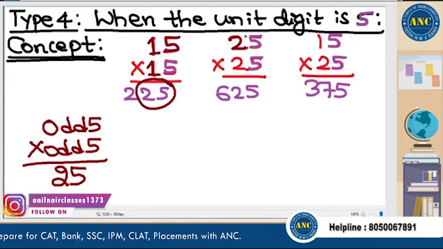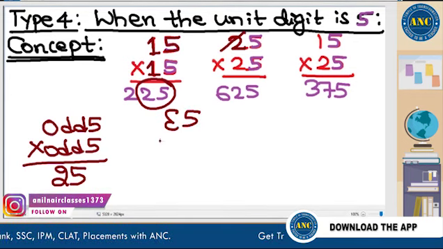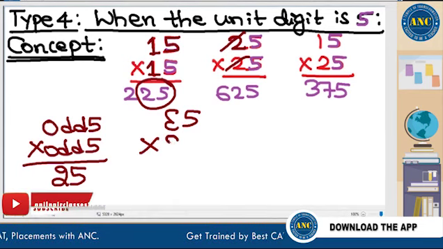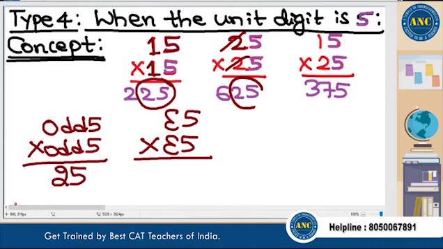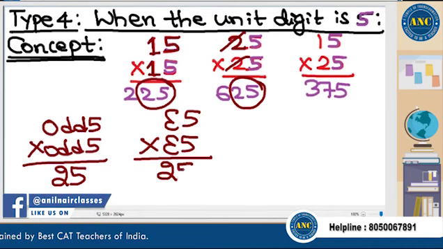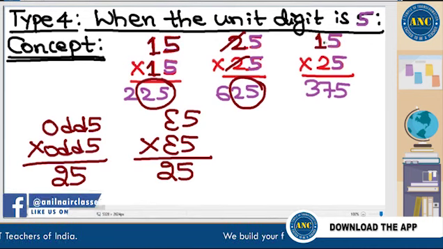Next, 2 is an even number. Even number ending with 5 into this 2 is also an even number. Even number ending with 5. Even 5 into even 5. What are the last 2 digits? It is again 25.